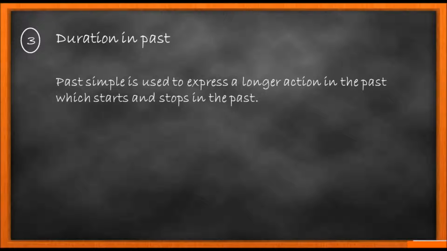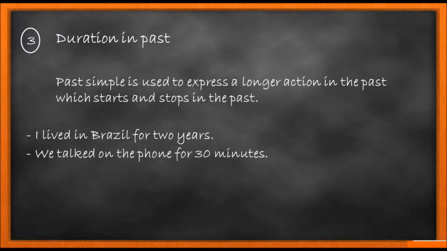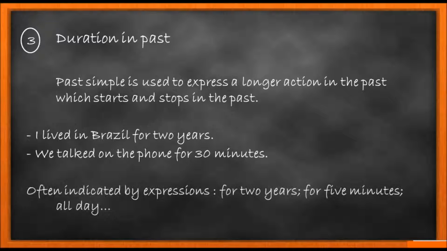Number 3. Duration in the past. The simple past can be used with a duration which starts and stops in the past. I lived in Brazil for 2 years. We talked on the phone for 30 minutes. A duration is a longer action, often indicated by expressions such as for 2 years, for 5 minutes, all day, all year, etc.